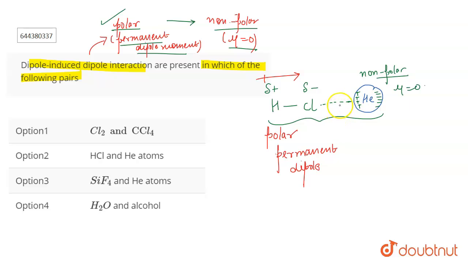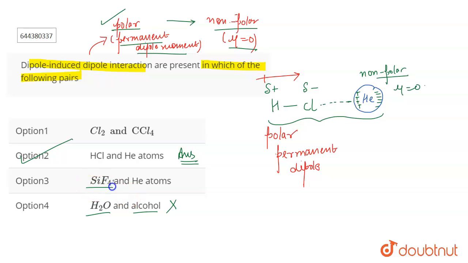So this is possible only when you have one polar molecule and one non-polar molecule which interact and a dipole is induced between them. Okay. Therefore, the correct answer for this question is going to be option 2 only, right? Option 2 is going to be the correct answer, because if we talk about option 4, it has H2O and alcohol. And they have hydrogen bonds, because of hydrogen and oxygen, they form hydrogen bonds.